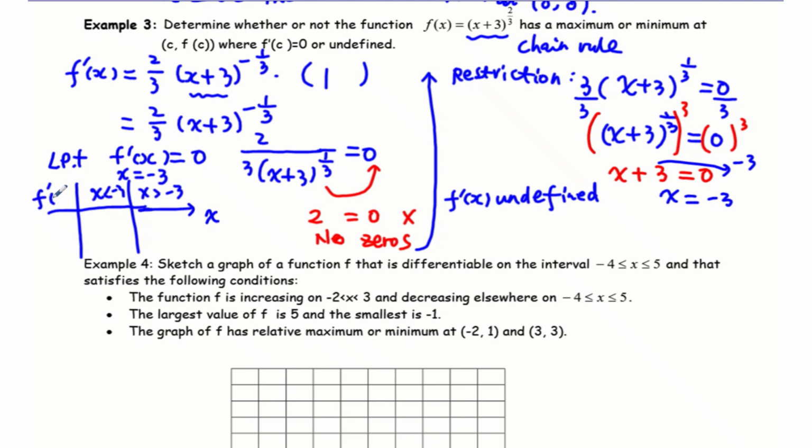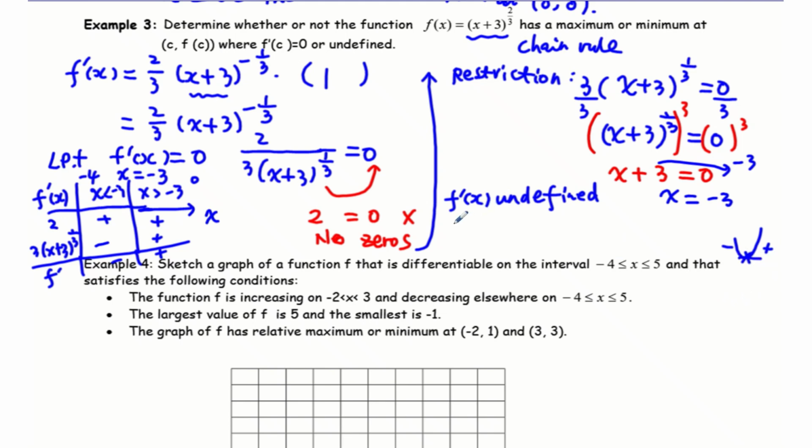This part is just f prime. So we are going to copy this 2 over 3. This is the numerator, this is the denominator. For the numerator, 2 is always positive. For the denominator, we sub in negative 4, then you will see this is negative. Sub in positive 0, we have positive. So f prime gives us negative and positive. It is going from negative to positive, so you have a local minimum.